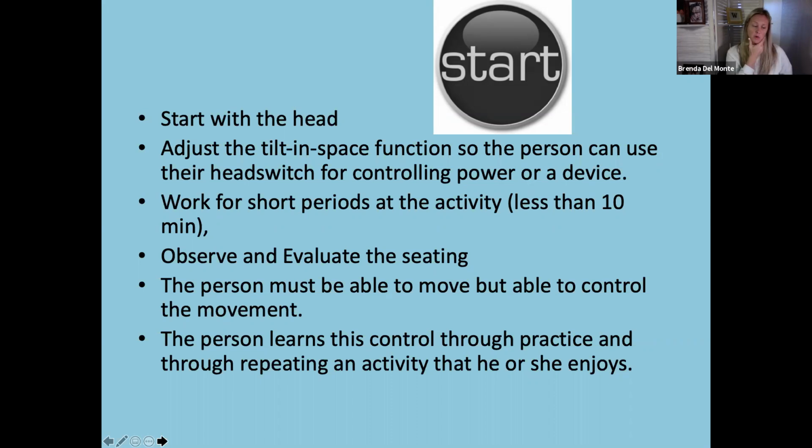Even some of our kids born at 25 weeks gestation have head control. So we do have kids born younger and younger, and it's creating a situation where head control is the only thing they have control over. So it's something to consider.